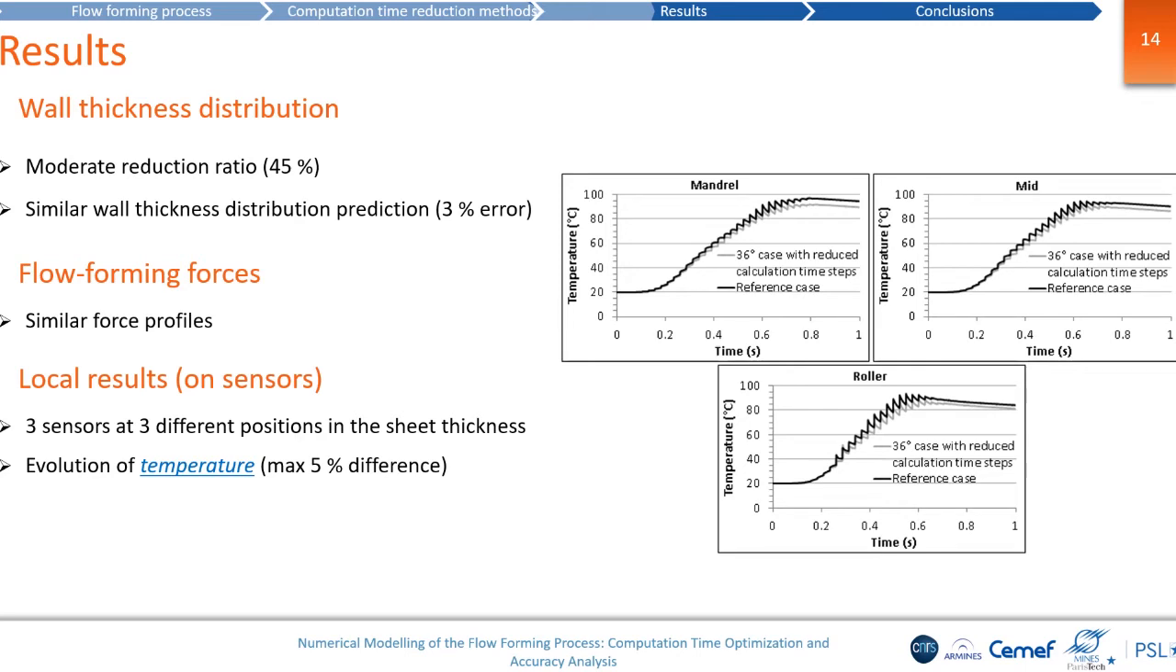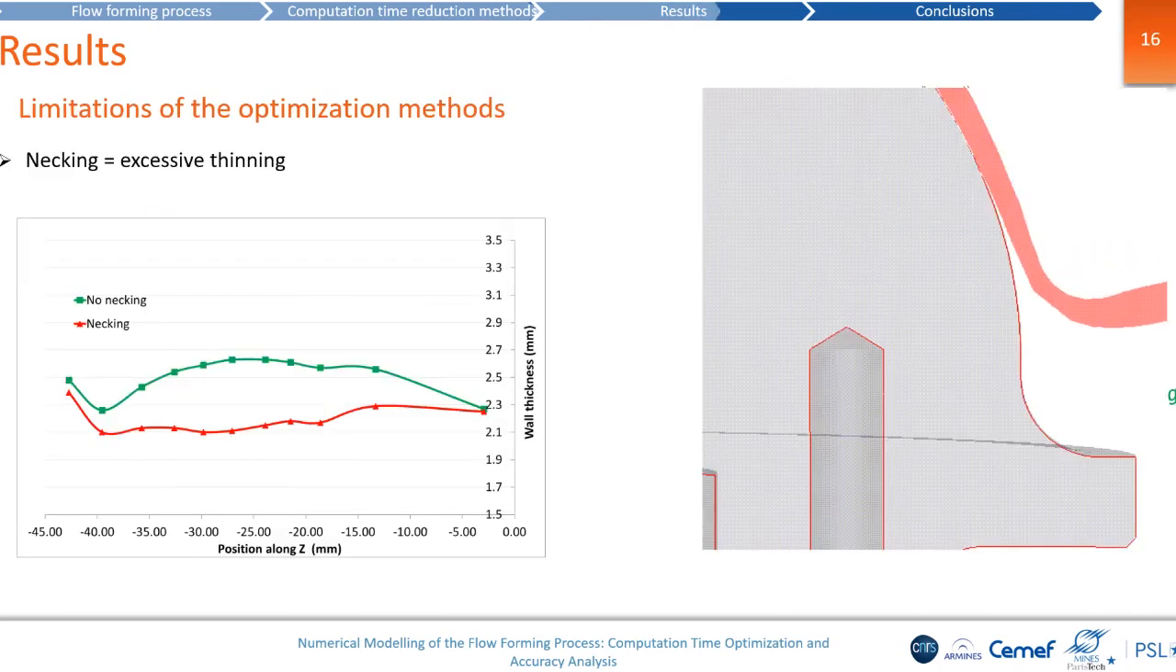So first, let's have a look at the temperature versus time. Again, in black, the reference case, and in gray, the 36-degree reduced domain case. From the mandrel, from the mid-size, and from the other side, you can see that the temperature is a little bit different, but the difference is maximum 5% varying from the reference case. So we can conclude that at least the temperature is quite good. So the solution seems to be quite accurate in this case.